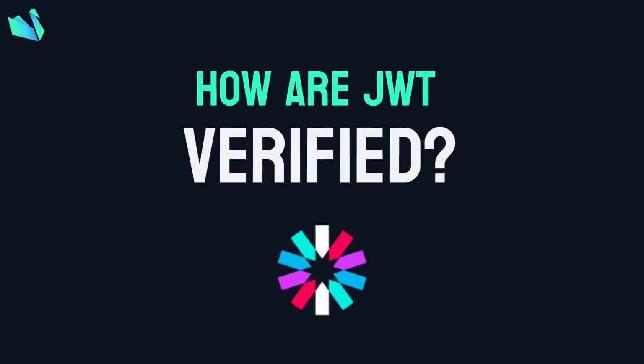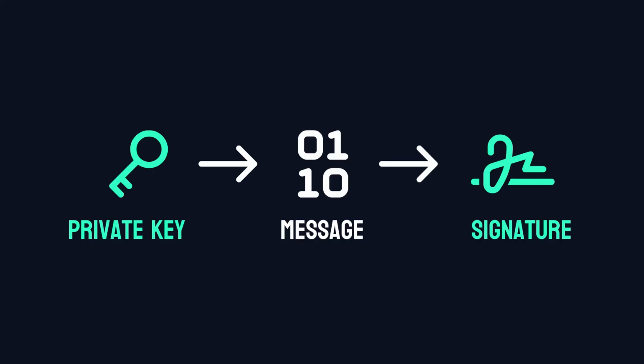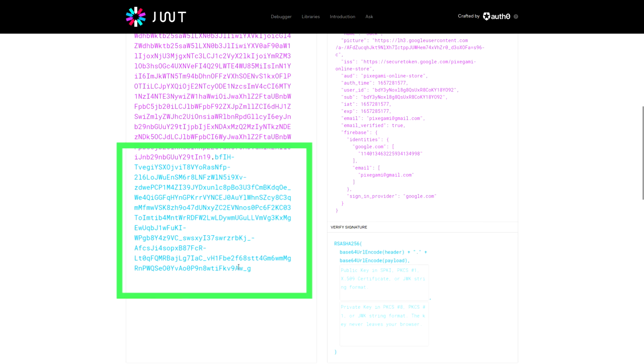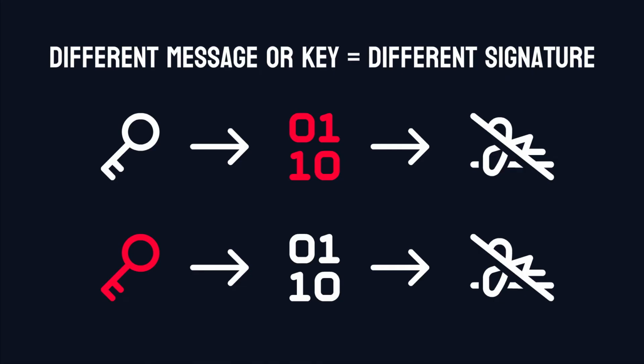So how exactly do we verify this token? Well, if you've worked with SSL or asymmetric encryption before, you might already know the answer to that question. Otherwise, here's a quick summary. The contents of this message was signed by Firebase's authentication service with a private key. This creates something called a signature, this string here. If the message content changes or the private key changes, then it will produce a different signature.